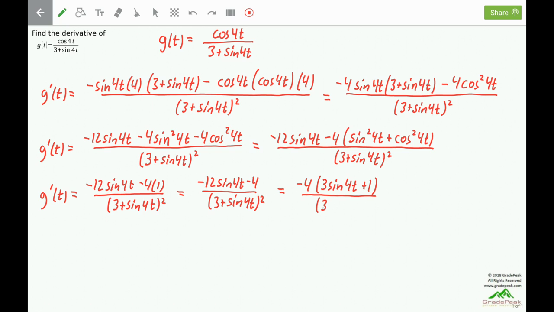And then over the denominator, which we'll leave alone. And though the numerator factor looks kind of similar to the denominator, it is different. It's a plus 1, not a plus 3, and the 3 is with the sine of 4t, so we can't cancel anything. But there is the factored version and simplified version of our derivative g prime of t.